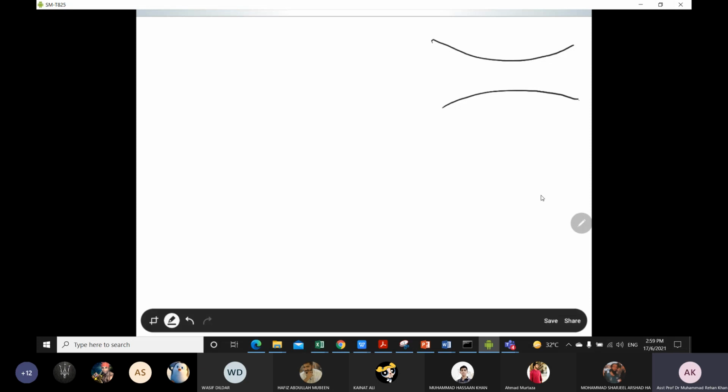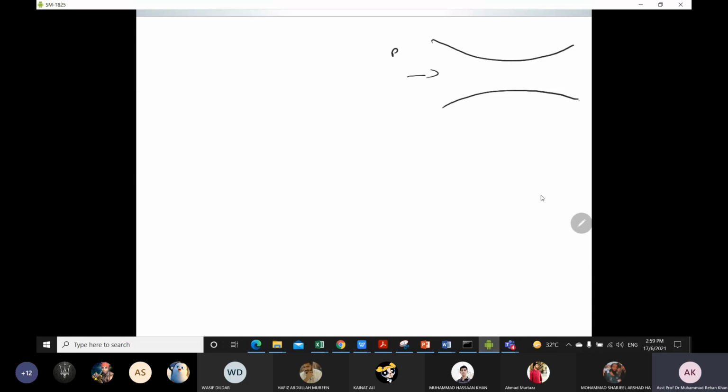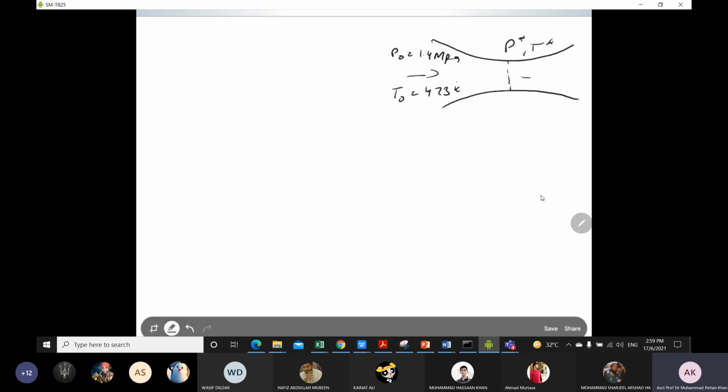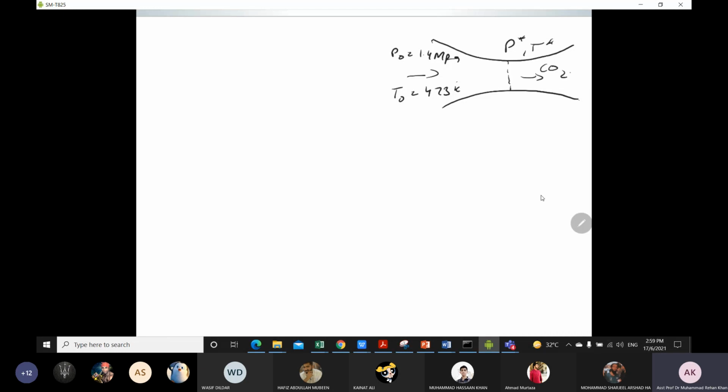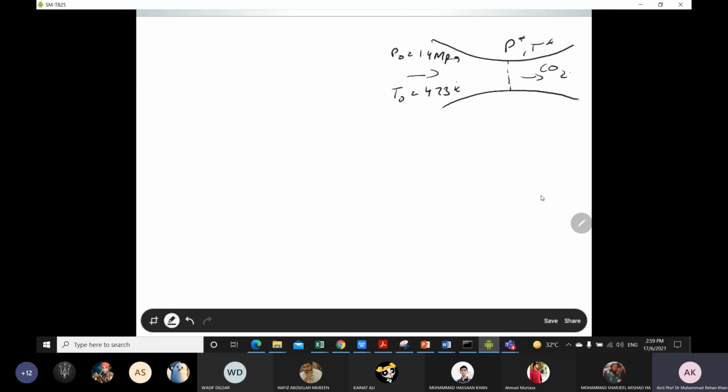So I'll just randomly draw the converging diverging nozzle. Here we have the stagnation pressure, which is 1.4 megapascal, and we have stagnation temperature as 473 Kelvin. Our main target is to find the properties P star and T star at this location, and inside we have CO2.